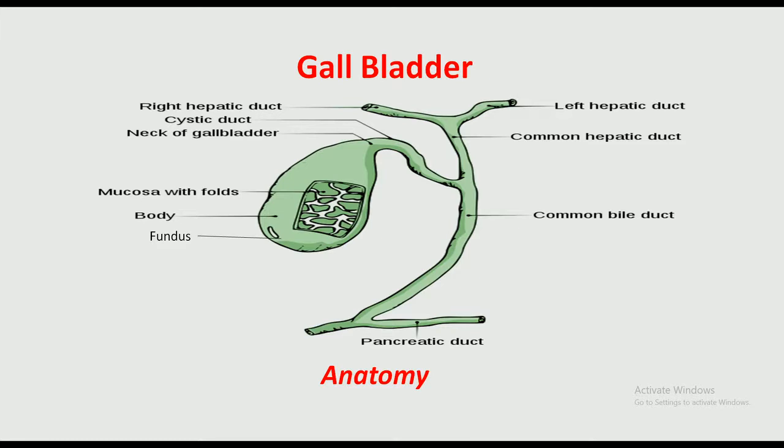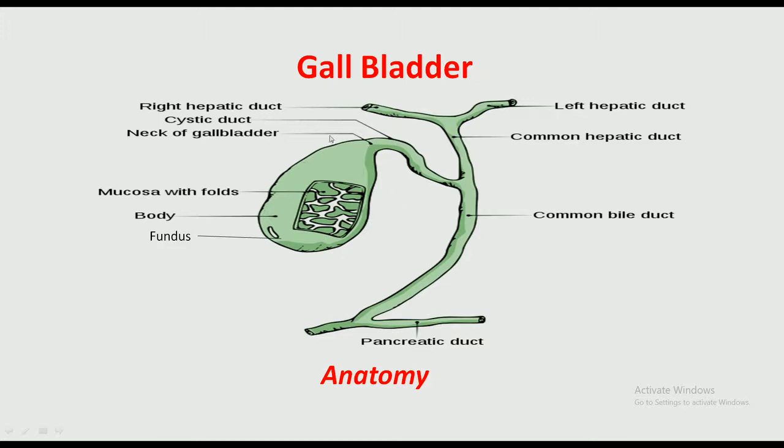And in this series, there will be many lectures on different aspects. Today we'll take on anatomy. So this is the gallbladder. This is the left hepatic duct, right hepatic duct, common hepatic duct. This joins with the cystic duct of the gallbladder to form the common bile duct, and this is the pancreatic duct, and this is common.